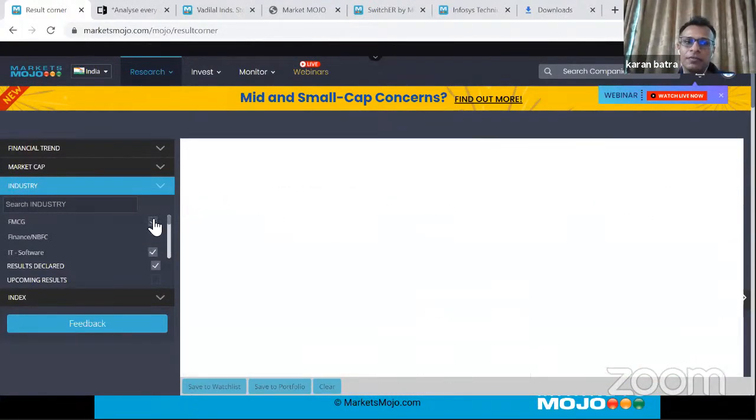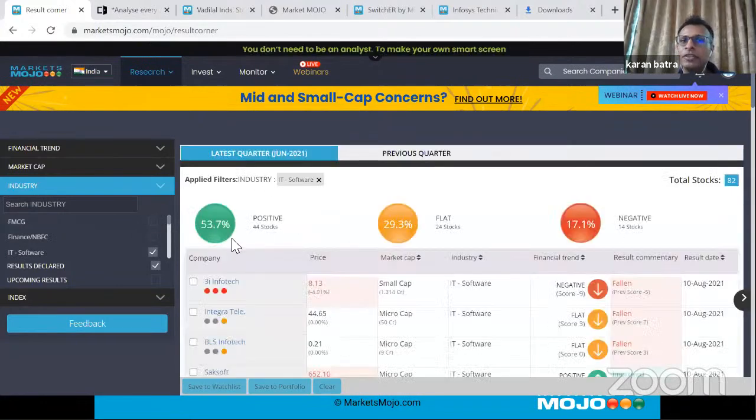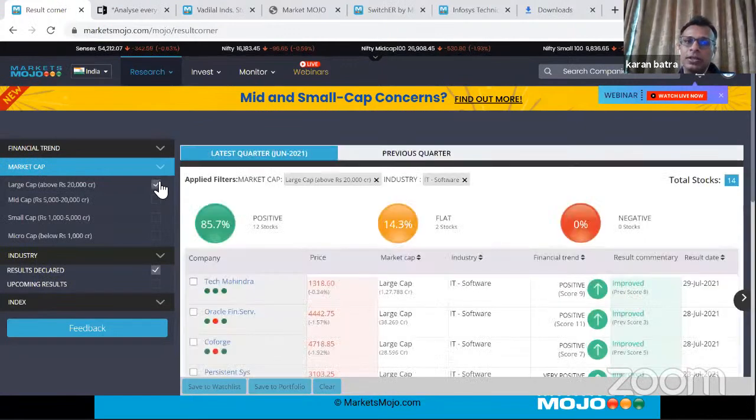If instead of FMCG I select IT, 53% are positive. I can also add another filter of market cap. Overall IT is 53% positive, but large cap IT is 85% positive. So you can build these kinds of queries and see what's happening in the financial trend.